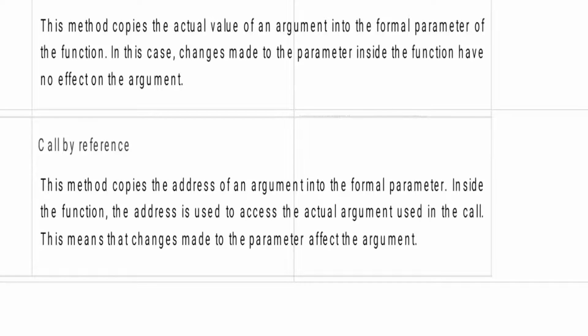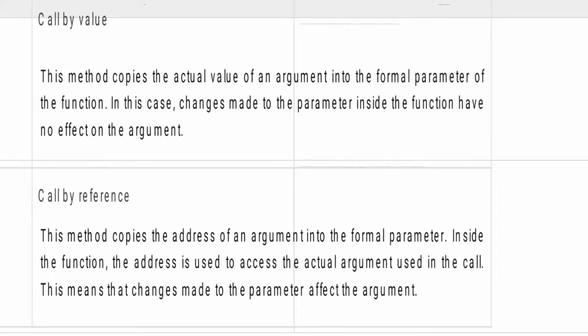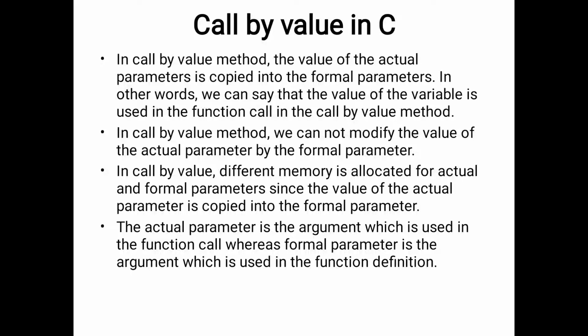So because one changes it copies the actual value, the other copies the address. So this is what call by value and call by reference are. Same thing, call by value in C: in this method, the value of actual parameters is copied into the formal parameter.